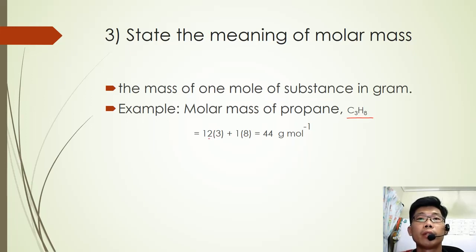The relative atomic mass for carbon is 12, and there are 3 atoms inside. The relative atomic mass for hydrogen is 1, and there are 8 hydrogen atoms. So we total out with 44 grams per mole. This is the molar mass of propane.